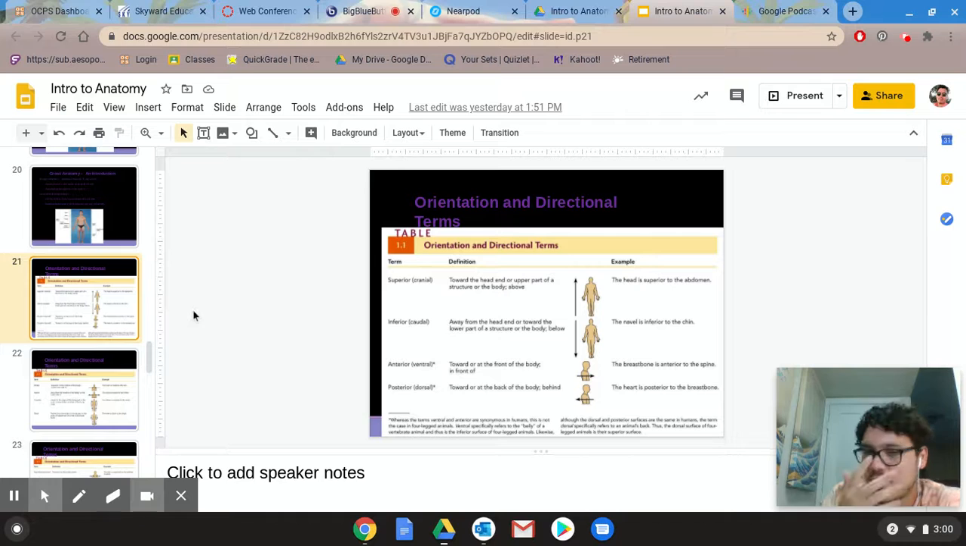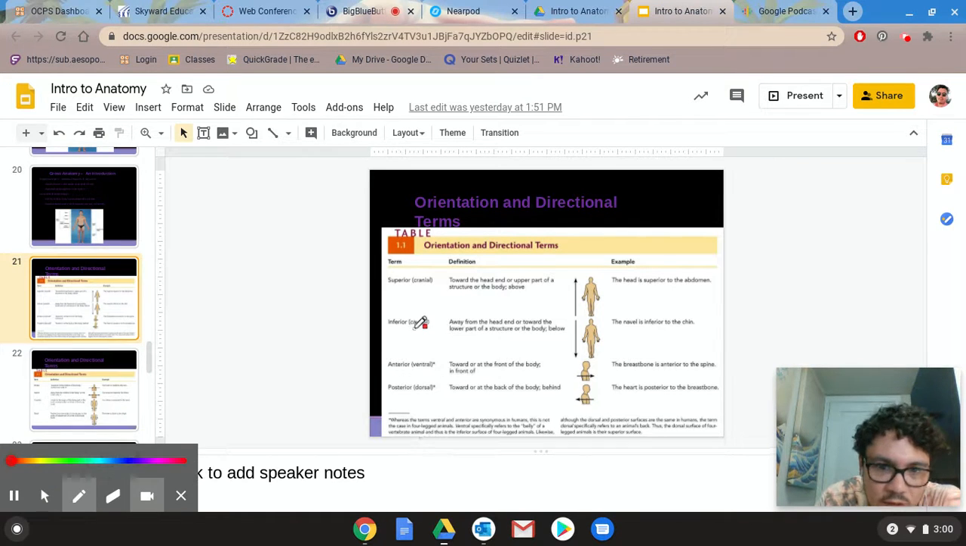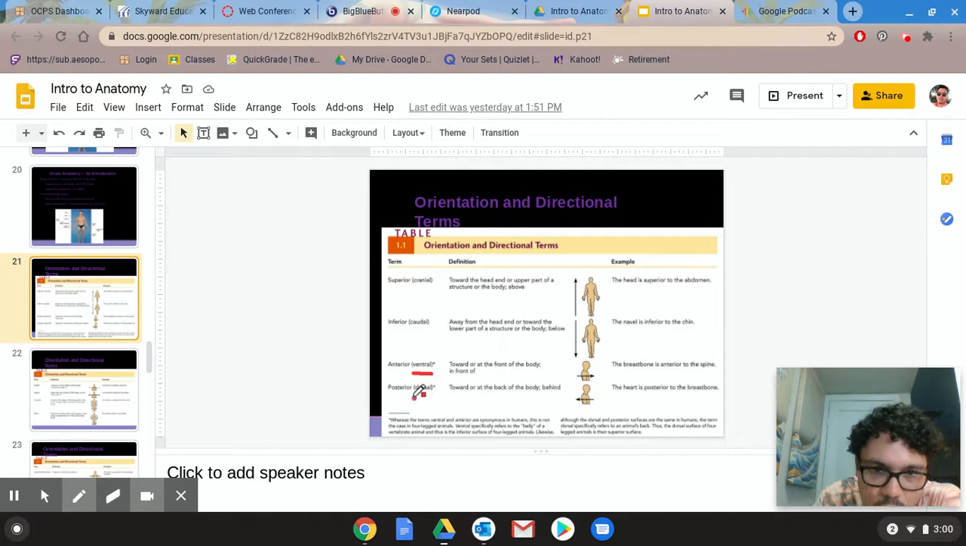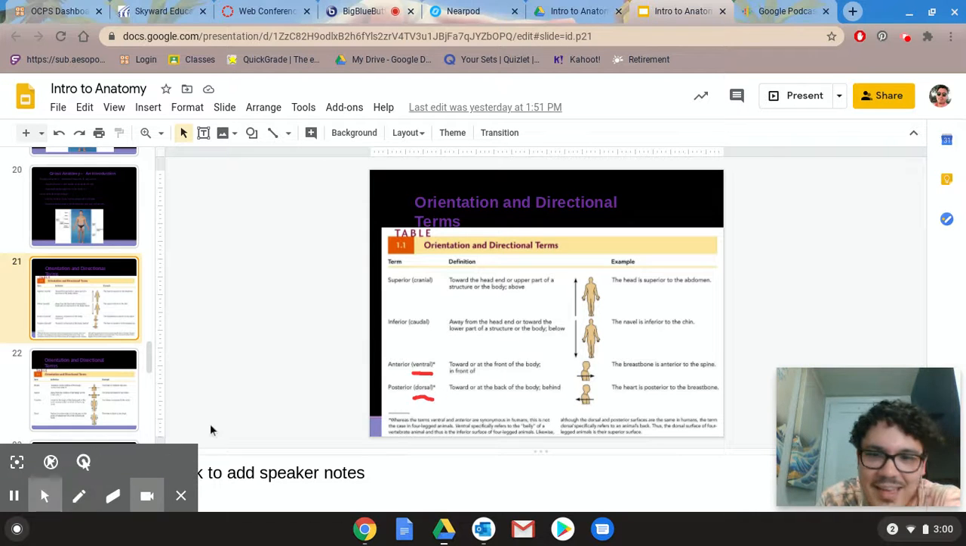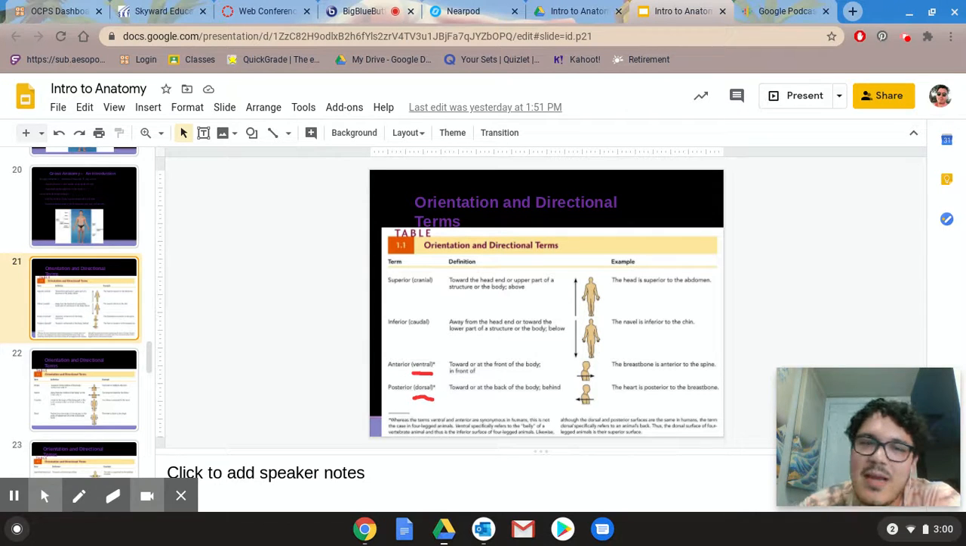Next, we have anterior posterior. Anterior posterior are important, but we also need to make sure that we know ventral and dorsal. Doing my best to underline with a trackpad today because I'm not on my normal device. But anterior, otherwise known as ventral, is indicating towards the front of the body or in front of. So in that case, the example they give us, the breastbone, known as the sternum, is anterior to the spine because it's in front of the spine.